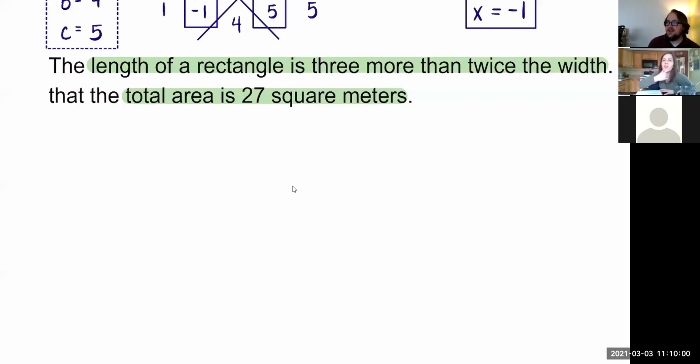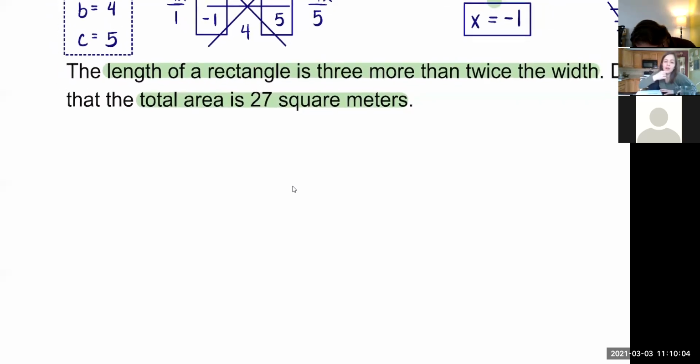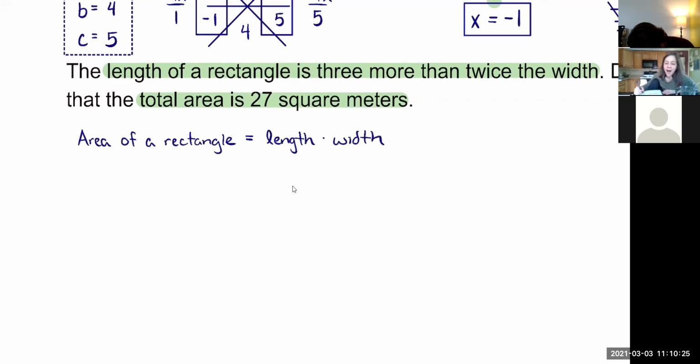How do you find the area of a rectangle? Circumference. How do you find the area of a rectangle? Area equals length times width.